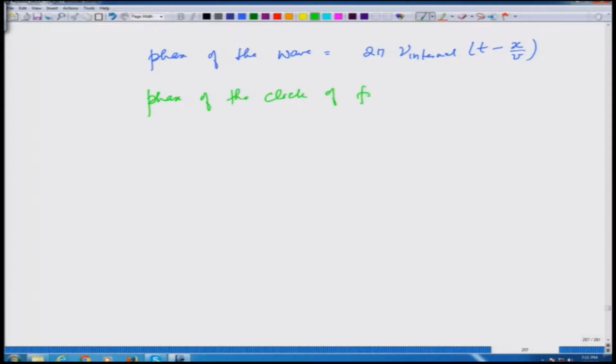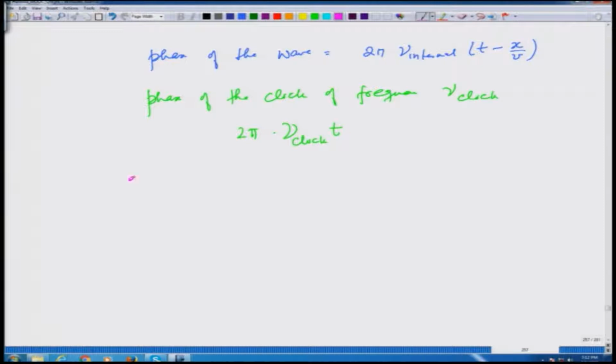Of frequency nu clock. This clock is with the particle, and the phase in time t is going to be nu clock times t times 2 pi. And what de Broglie demanded is that these two phases be equal.